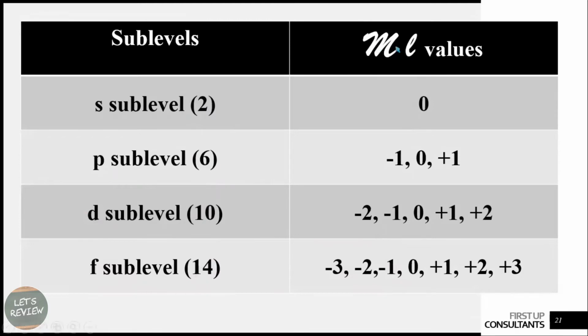And what about the magnetic values? For the S, 0. For the P, since we got 6 here, -1, 0, +1. For the D sublevel, we have 5. Those are -2, -1, 0, +1, +2. Then for the F sublevel, they are 7 here, namely -3, -2, -1, 0, +1, +2, and +3.